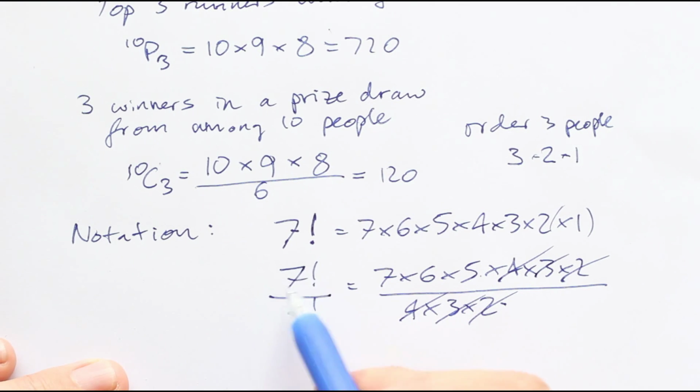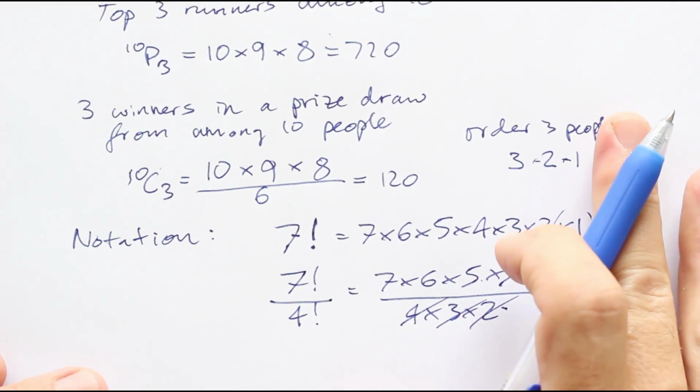So this is counting down from 7. 7, 6, 5, 4, 3, 2, all multiplied. This is counting down from 4. And anything from 4 and downwards cancel. So really, this kind of chops off the tail of this countdown. Okay, so this countdown gets its tail chopped off by this factorial. Fancier word is to truncate, so to cut off. So this truncates.